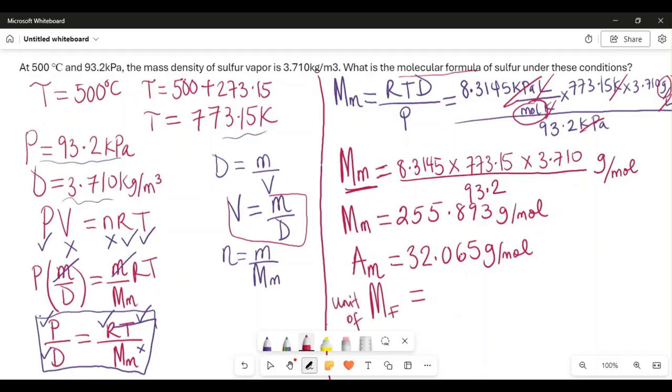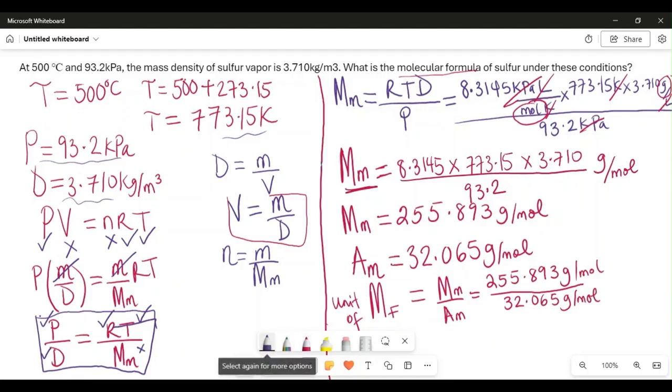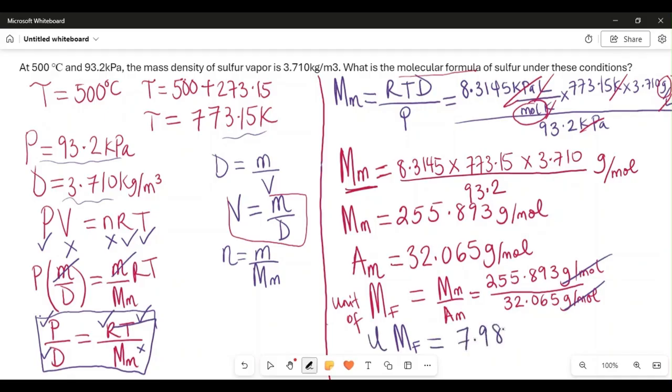So the molecular formula unit is going to be the molar mass divided by the atomic mass. So you have 255.893 gram per mole divided by 32.065 gram per mole. So you cancel out the gram per mole, and you have the molecular formula unit to be 7.98, and 7.98 approximately, when you're dealing with units, is just 8.